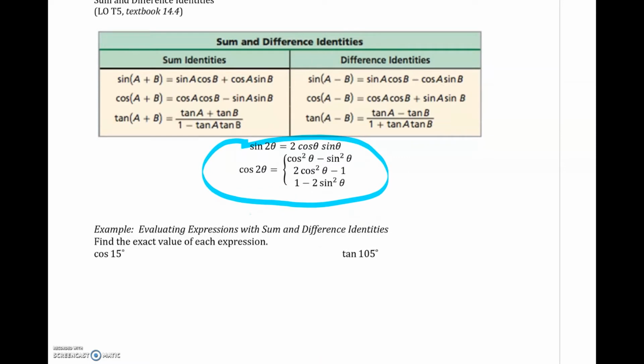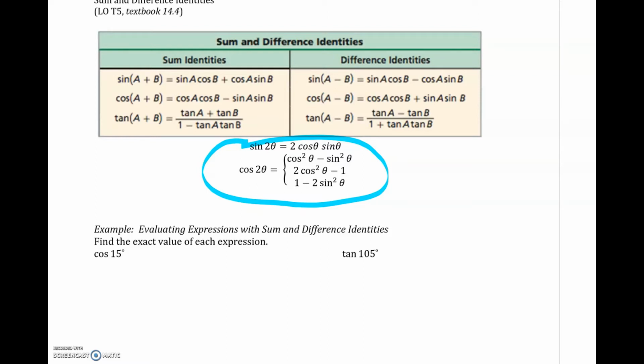If you look at the first example, we want to find the exact value of cosine 15. That means we don't want to put it into our calculator and get a rounded decimal. We want to figure out what it actually equals. Is it square root 3 plus square root 2? Is it square root 7 over 5? That's what we're trying to find out.